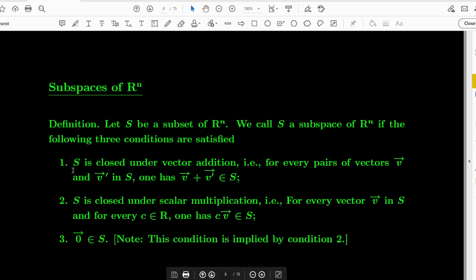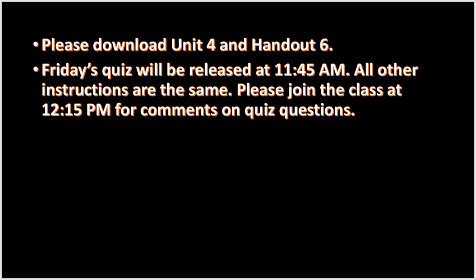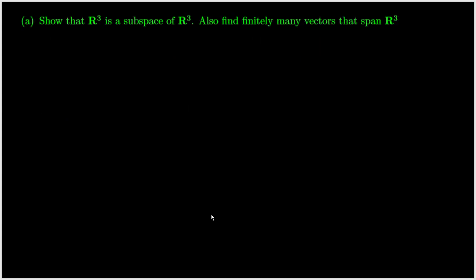Only if the three conditions are all satisfied, you can say S is a subspace of Rn. Okay. We'll work on question A first. Now look at question A. You treat R3 as a subset of R3, and then we're going to show R3 is a subspace of R3. So this one is actually easy. Again, we verify the three conditions.